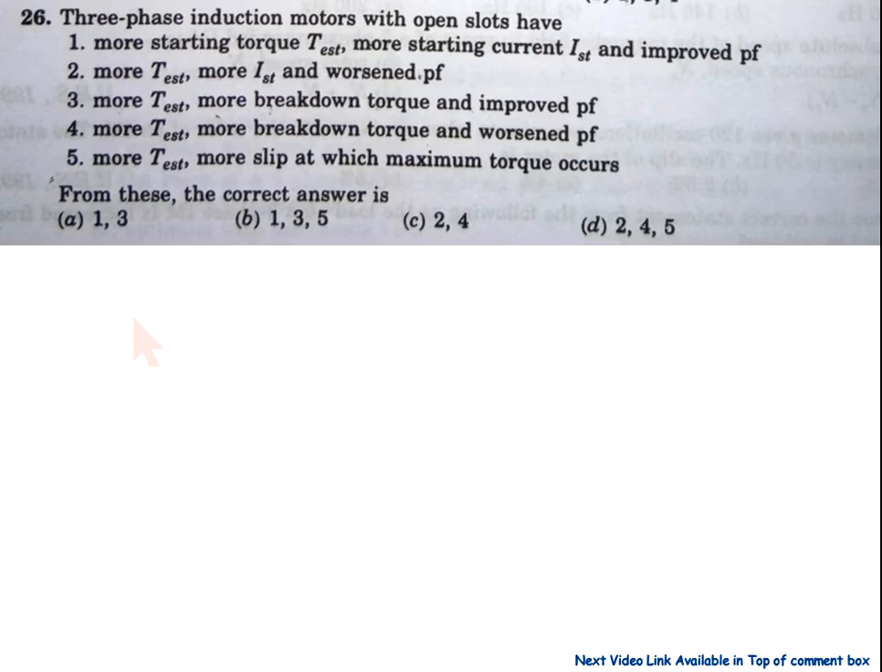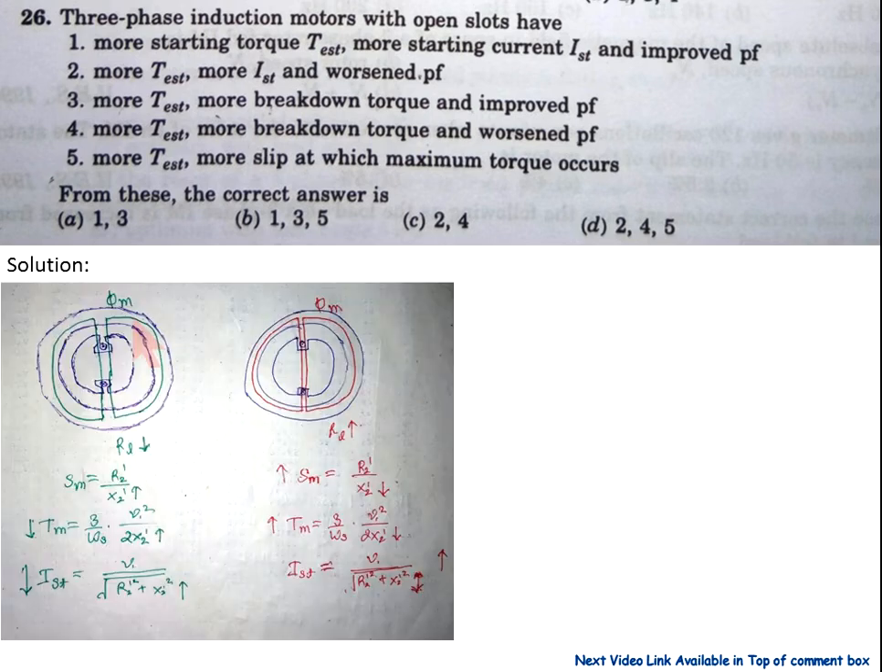Now come to question number 26. The three-phase induction motor with open slot has... Now come to the solution. Now this is the closed slot. Now if we use an open slot, then the reluctance offered to the flux is increased. Here the reluctance is higher, so X2 dash is reduced. The reactance offered by this flux is reduced.